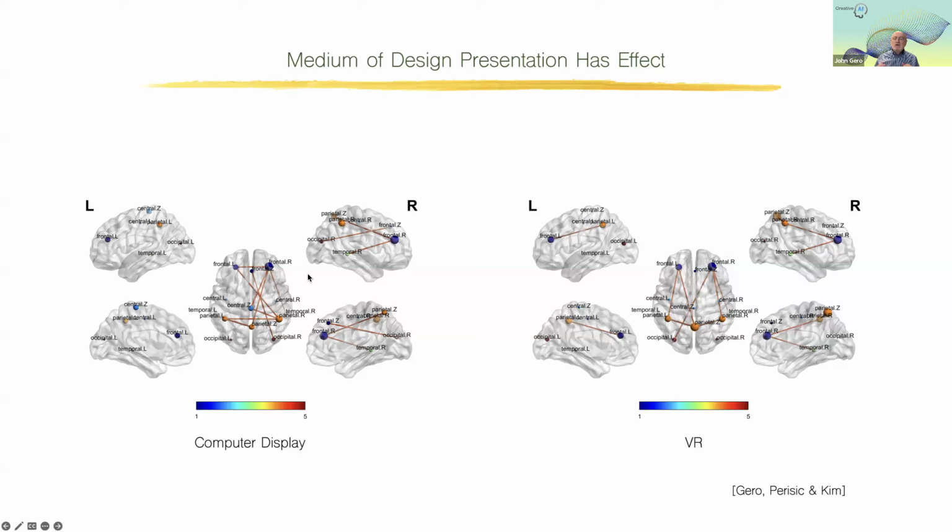These are neural networks, not the computational kind, but the physical kind. This is the network of connections of people using the computer display, and this is the network of connections people using VR. And again, we see differences. And we can go into these anatomical regions and connect those to cognition.